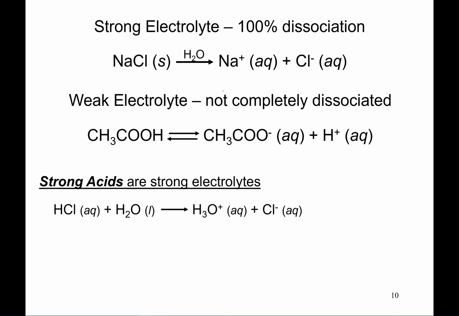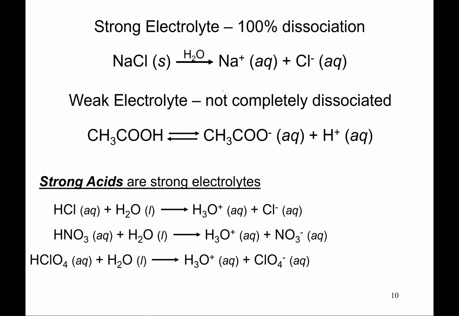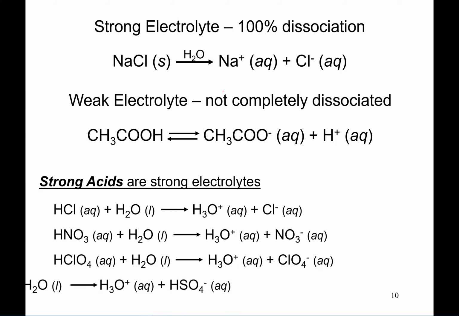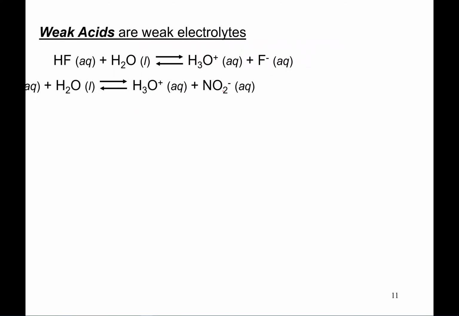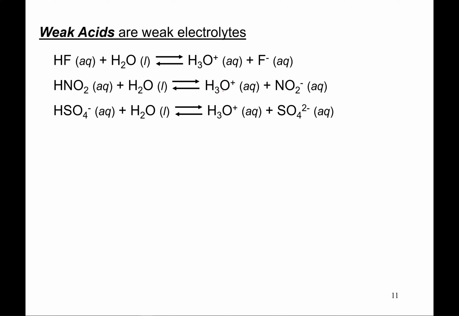Strong acids are strong electrolytes. They dissociate totally, and there is a whole variety of different acids there. Weak acids are weak electrolytes, and that's because the equilibrium is more on the left-hand side.